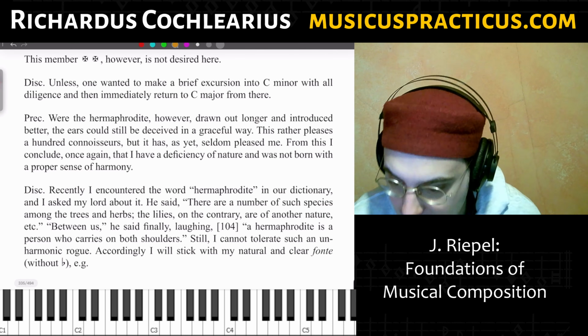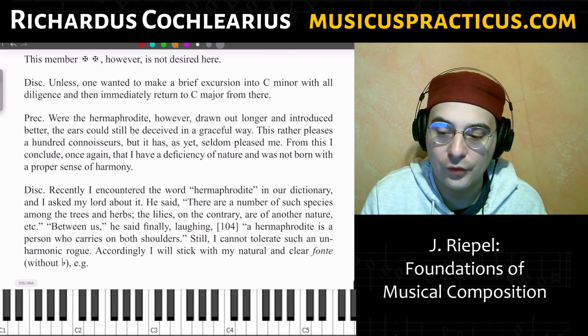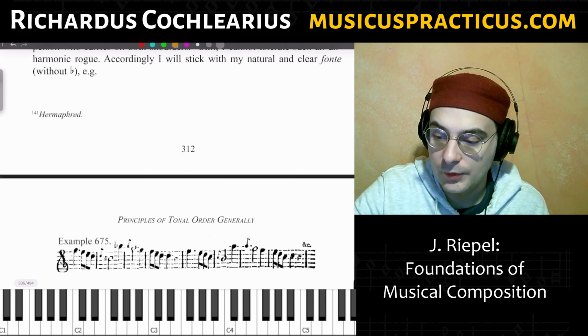Still, I cannot tolerate such a harmonic ruff. Accordingly, I will stick with my natural and clear fonte without the flat. So this way.